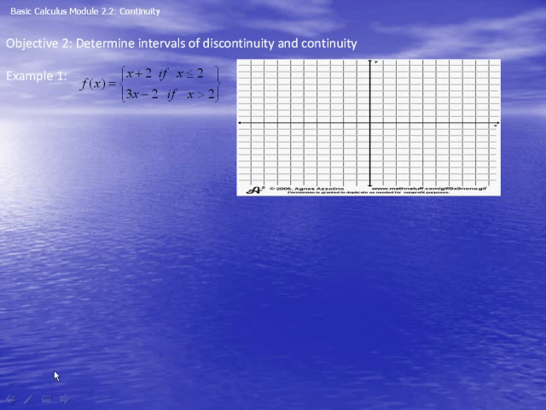Objective 2, determine intervals of discontinuity or continuity. Let's take a look at this function. In the first stipulation, we've got a piecewise function. For all the values of x that are less than 2, it has a slope of 1. So it starts at 4, solid dot, and we're going to rise 1, run 1. So it should look something like that.